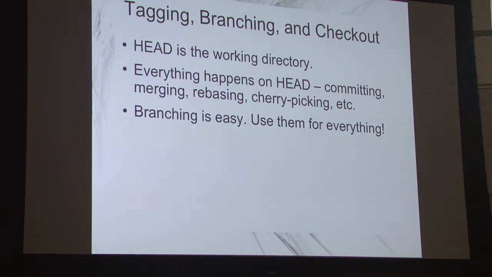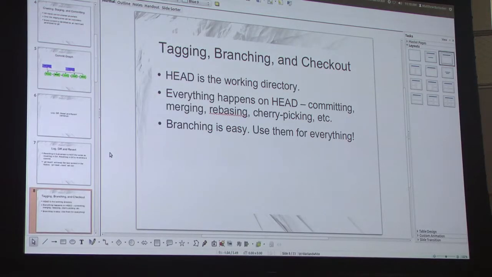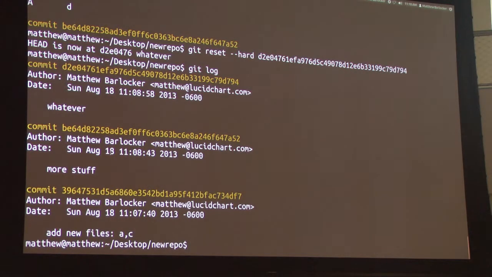And then a quick plug for branches, because branches are awesome. In Subversion, if you've ever done branching, it's awful. It's a one-for-one copy of an entire directory to another spot. It takes forever. It's awful. Branching in Git is not that way. Very simple. Use them everywhere, and we'll show some examples of branching.